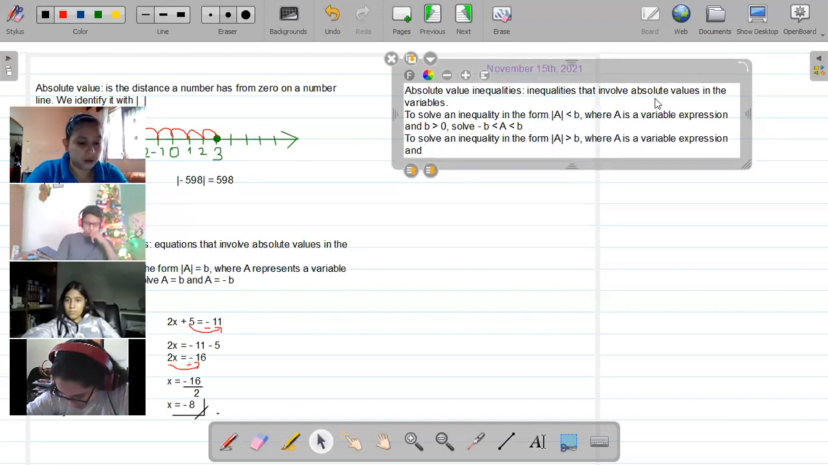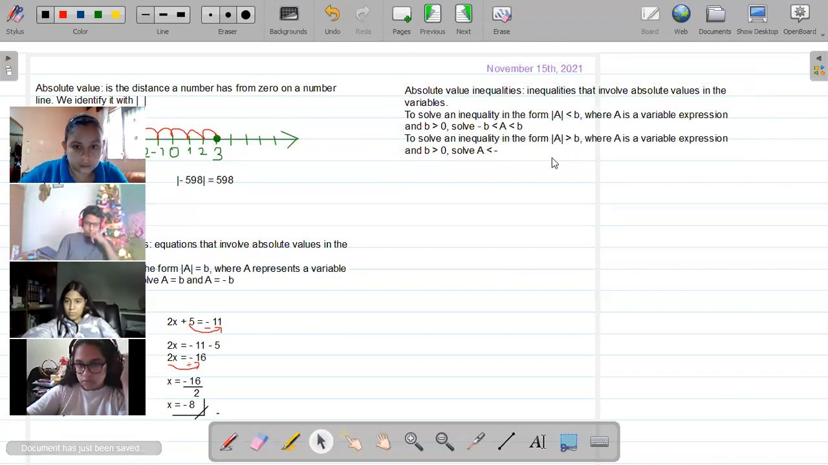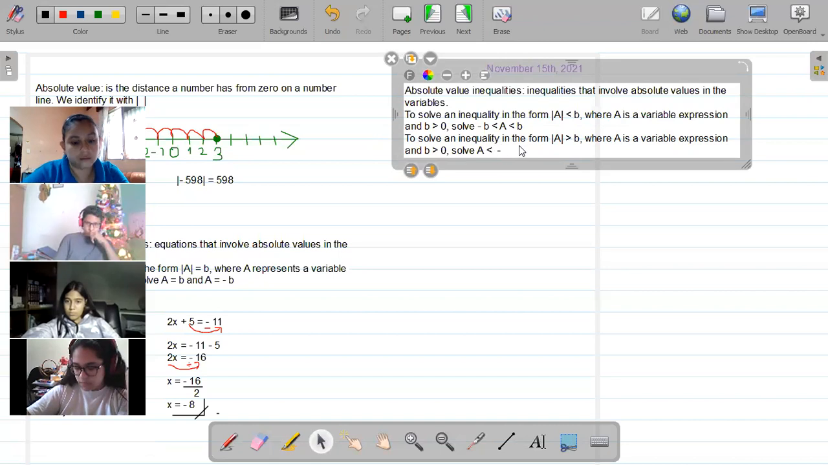And B is also greater than 0. You are going to solve A is less than negative B, or A is greater than positive B. Another compound inequality. This is for an AND and this is an OR, which you also know how to solve, okay?